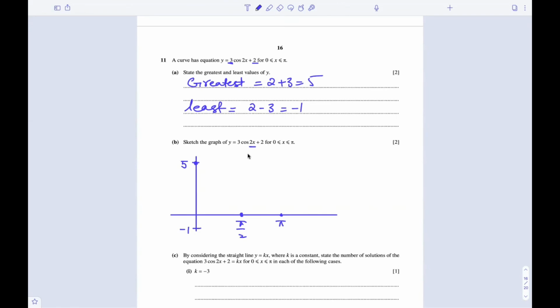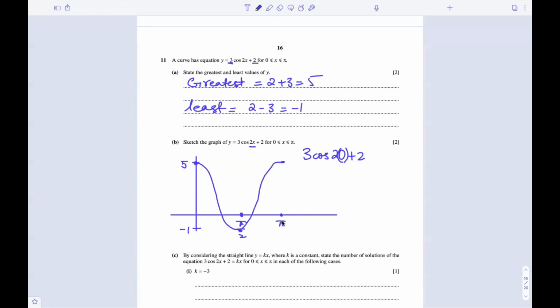And an easier way to construct graphs is you can just simply substitute values of 0, pi upon 2, and pi into the equation. So substituting 0 into the equation, we get 3 cos 2 times 0 plus 2. So cos of 0 is 1, so the highest point is 5. When we substitute pi upon 2, we get minus 1, and when we substitute pi back again, we get 5. So we can make a graph, the cos graph, like this.